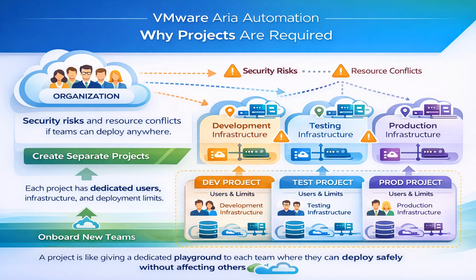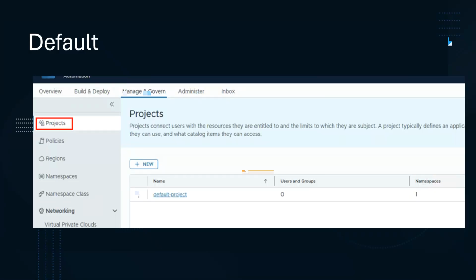So in simple words, a project is like giving a dedicated playground to each team where they can deploy their virtual machines and applications safely without affecting other teams. Now we understand what a project is and where we'll be using this in production support.